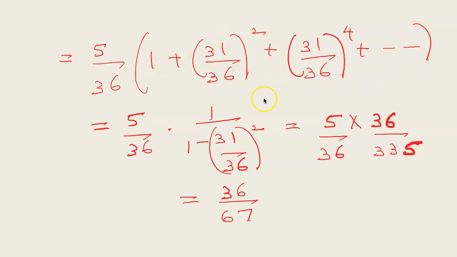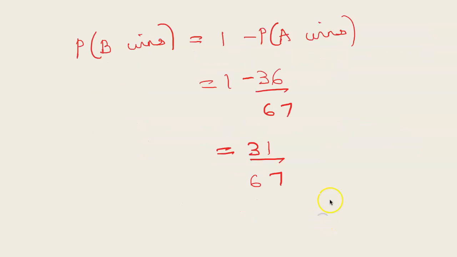So this is an infinite geometric series. So it is 1 by 1 minus 31 by 36 squared, 1 by 1 minus r. That is 5 by 36 into 36 by 335. So simplifying, you get it as 36 by 67. So the probability that B wins will be 1 minus the probability that A wins. That is 1 minus 36 by 67, which is 31 by 67.